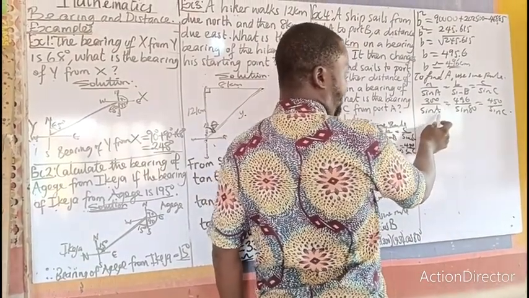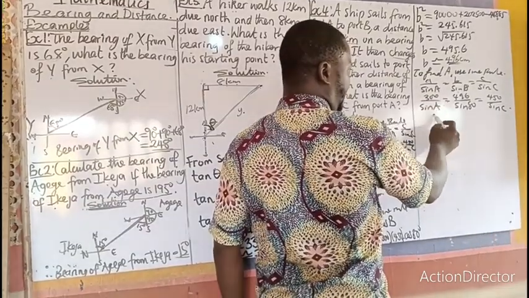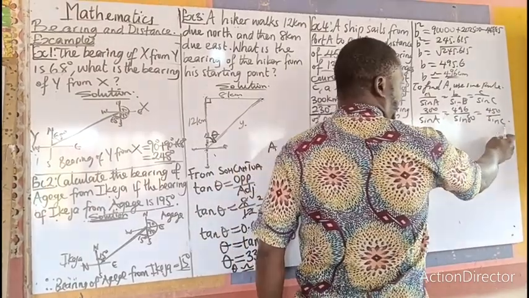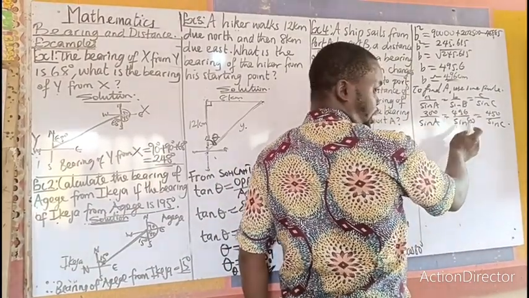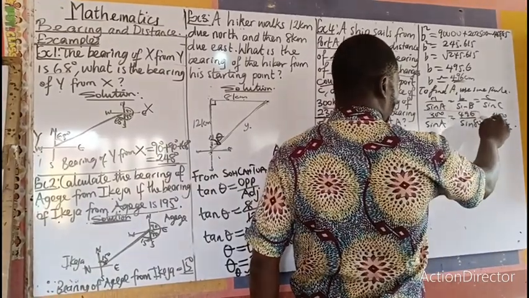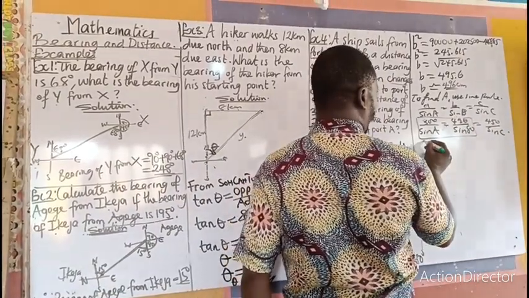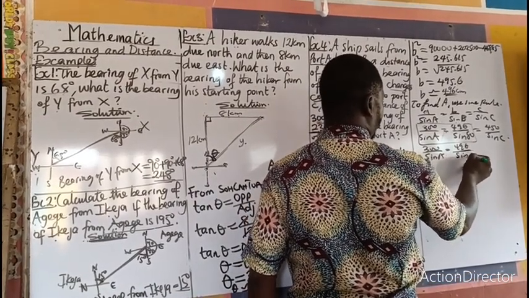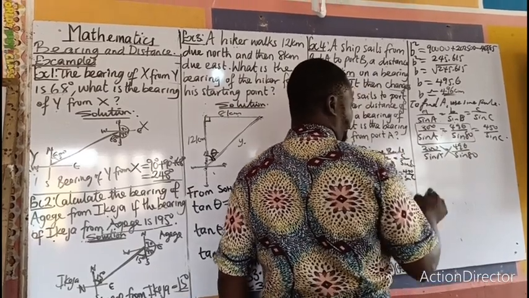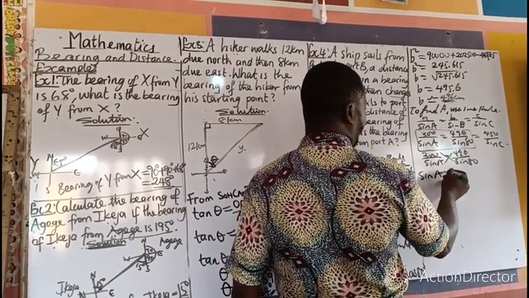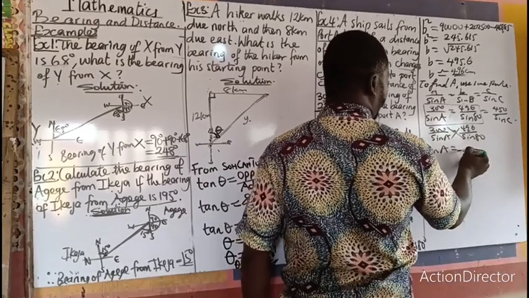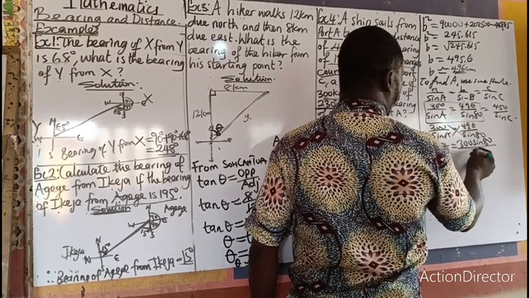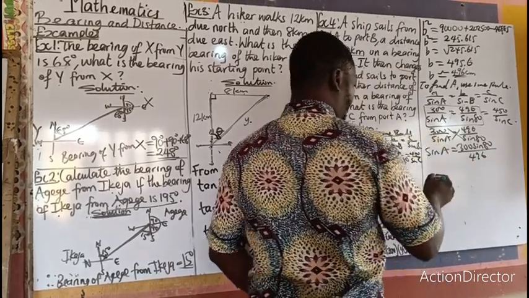We are looking for A. So for A, you take the column of A, then you take the other one that is complete. This one is not complete because there is no C, but this one is complete. So we are taking these two. Do you understand that? So that we have 300 over sine A equals 496 over sine 80. Multiply. What are you looking for? Sine A. So sine A will be equal to 300 sine 80 over 496.